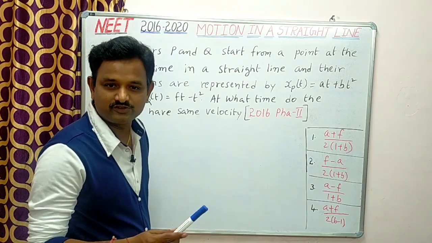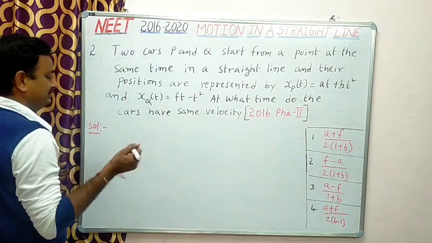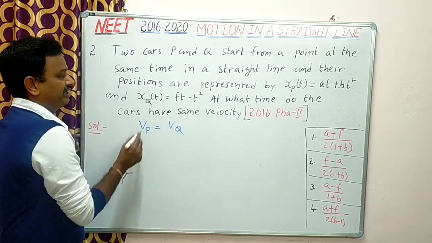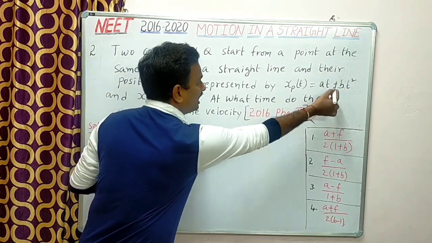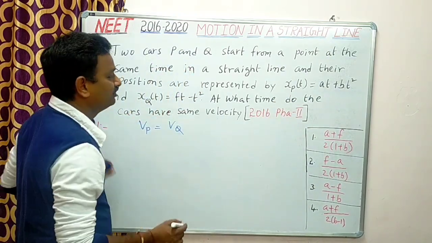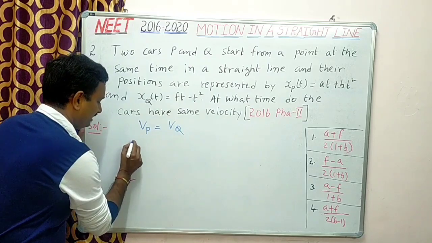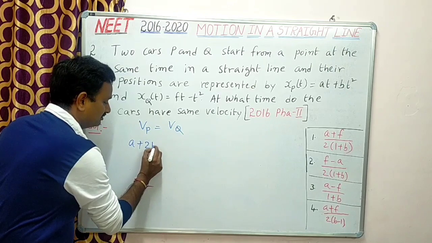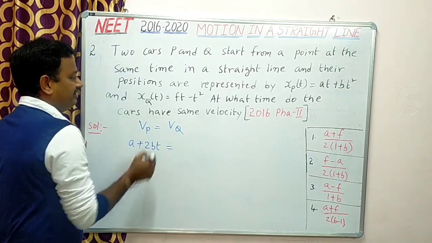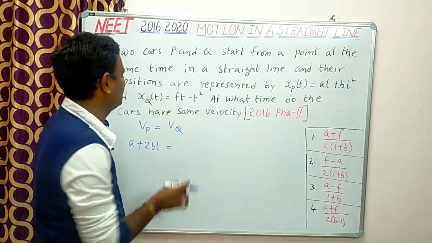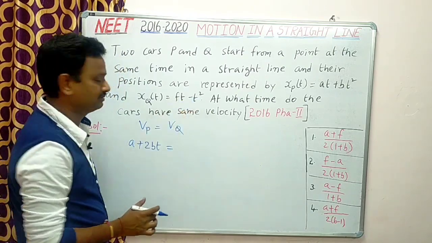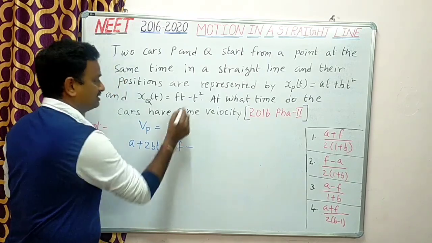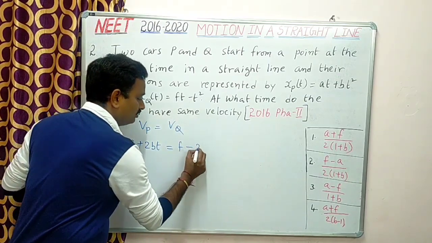Now I will apply a shortcut for this problem. Look at here. See, here Vp is equal to Vq. So for finding the velocity for the first equation, I will differentiate the RHS term. So differentiation of at, a, plus differentiation of bt square, 2bt, is equal to. For Vq, the second equation, I will differentiate the RHS. So what will I get? Differentiation of ft, f, minus differentiation of t square, 2t.